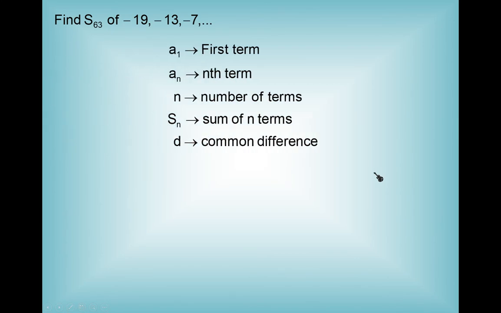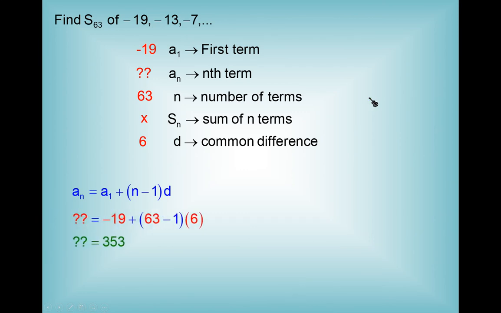So ito, ganun din. Identify lang natin na ang A sub 1 ay negative 19, A sub n ay nawawala. The number of terms is 63. Ang S sub n niya or sum of n terms ay x. The common difference niya ay 6. So negative 19 minus negative 13, 6. Then just simplify it. So 353 nakuha natin na A sub n.